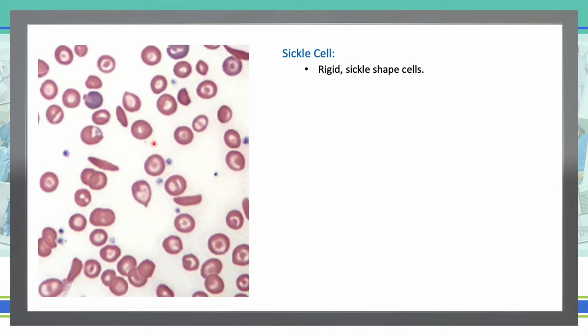Next, we have sickle cell. Sickle cell is our rigid sickle shape, okay? And the most common type is known as sickle cell anemia. It is going to be as a result of an abnormality in the oxygen carrying protein, that is hemoglobin. This leads to a rigid sickle cell shape. Problems in sickle cell disease typically begin around 5 to 6 months of age. A number of health problems may develop, known as sickle cell crisis, like anemia, swelling of the hands and feet, bacterial infections, and stroke. So these are some characteristics of sickle cell anemia.